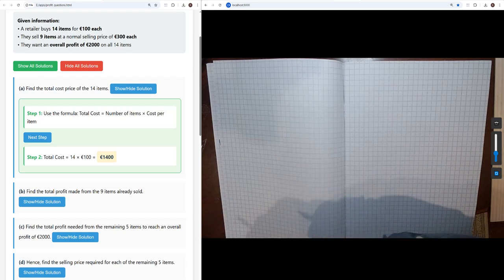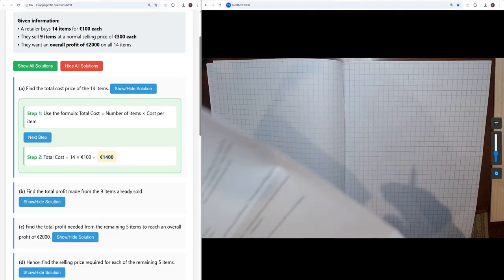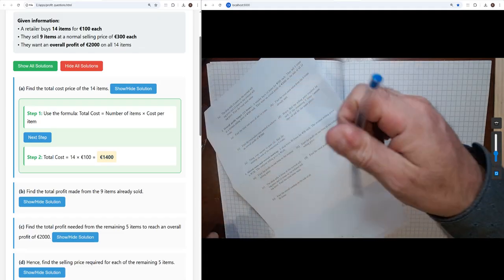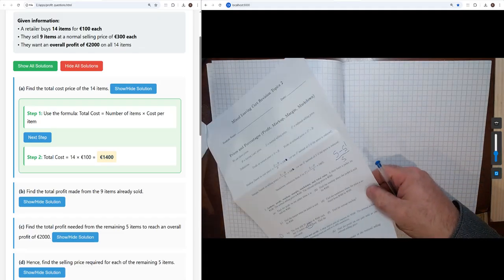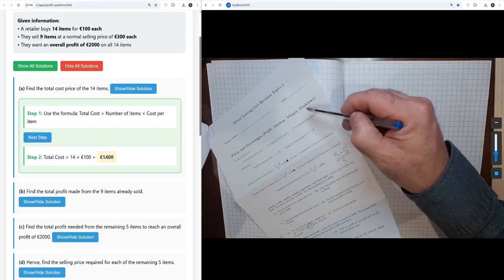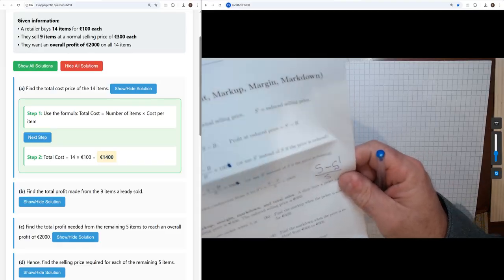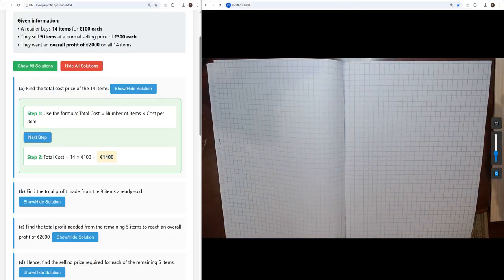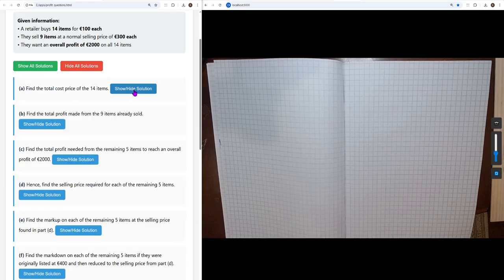Okay, welcome back, students. So the homework you have tonight is questions 3 and 4 of the worksheet we did today regarding profit, markup, margin, and markdown. Okay, and I've set up those questions for us here on a little HTML file that I'll share with you as well later. So I'm just going to hide the answers here.